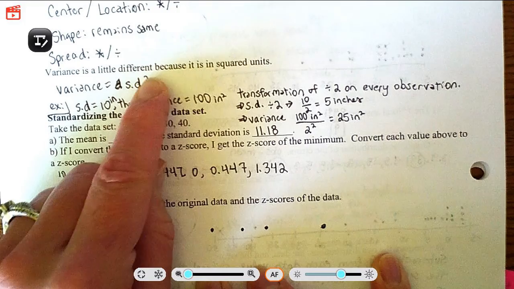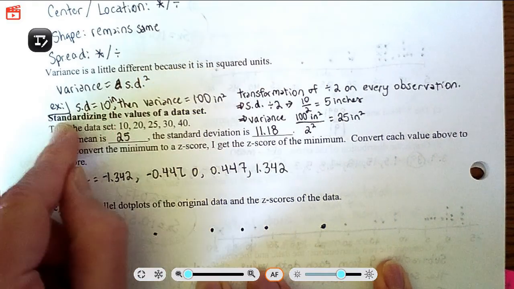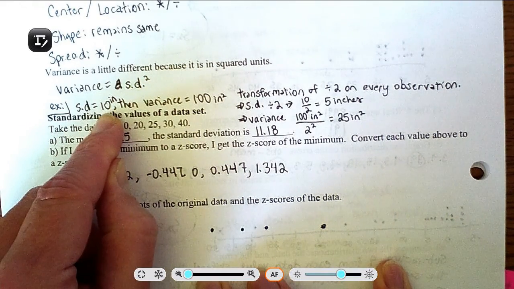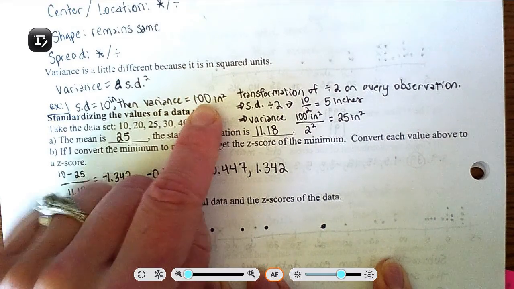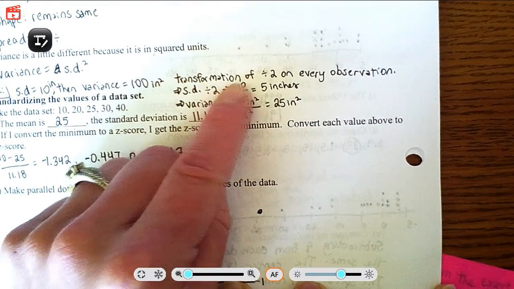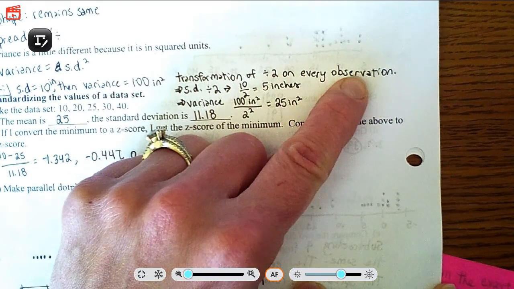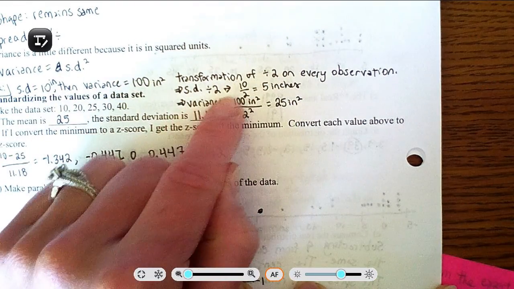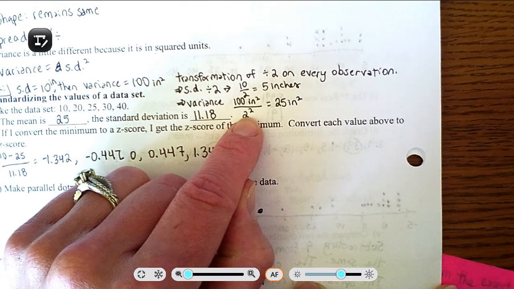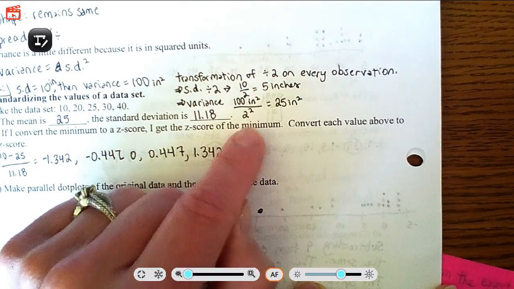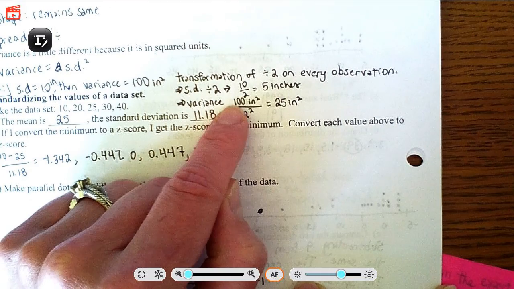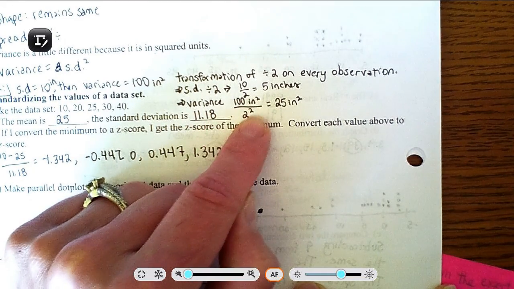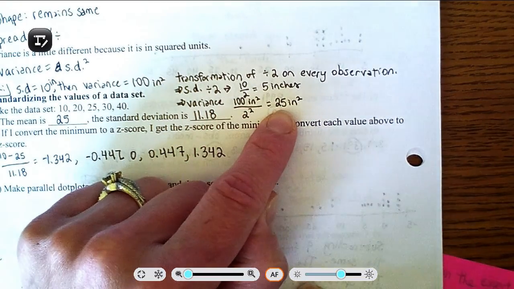Variance is a little different because it's in squared units. Variance, remember, is standard deviation squared. For example, with a standard deviation of 10 inches, the variance is 100 square inches. That's just how standard deviation and variance work. So if we did a transformation of divide by 2 on every observation, the standard deviation would be divided by 2. It would now be 5. But the variance should be divided by 2 squared. We should work with that constant on the transformation, and we should square it as well because variance is in squared units. And the variance would be 25.